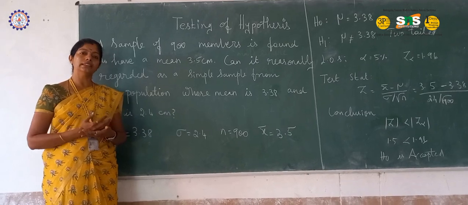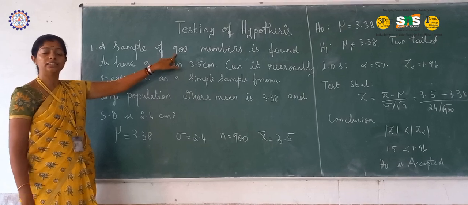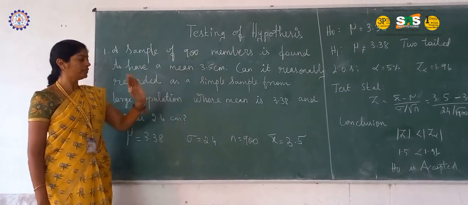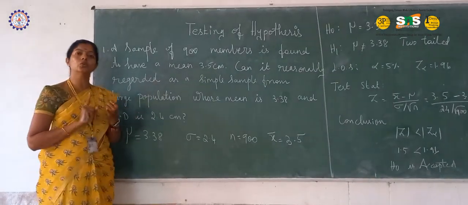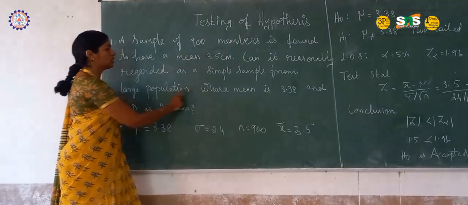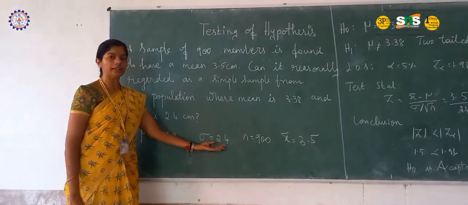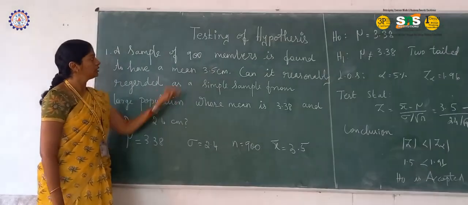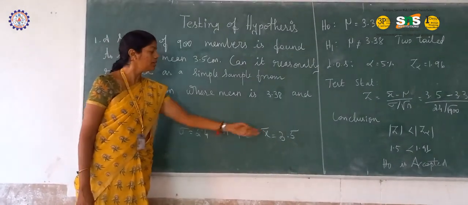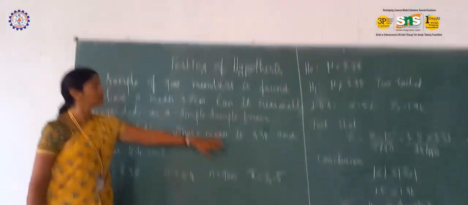The question either comes under Z test or T test, so we have to look into this number. This is 900, which is more than 30, so this is a large sample. For this large sample, we should know what is mu, what is x bar, what is standard deviation. The mu value is the population mean, 3.38. The standard deviation is 2.4. N is 900, greater than 30, large sample. X bar is the sample mean, that is 3.5 centimeter.